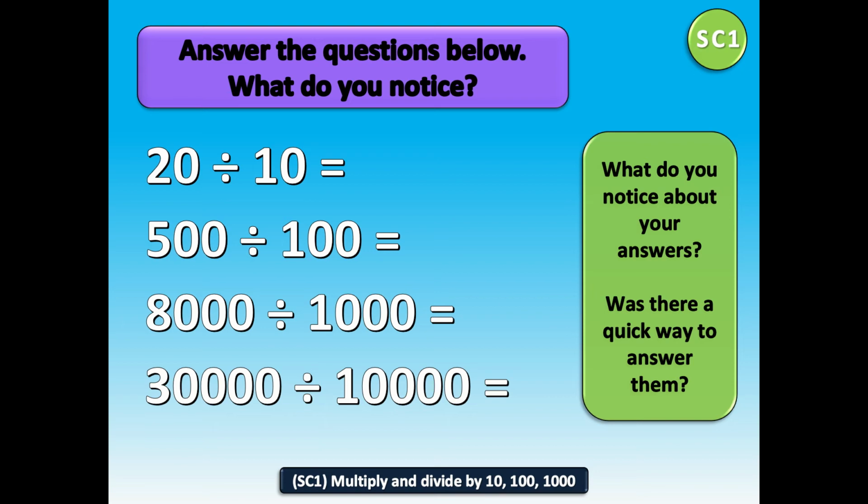Here are your answers. So 20 divided by 10 is 2. 500 divided by 100 is 5. 8,000 divided by 1,000 is 8. And 30,000 divided by 10,000 is 3. So did you notice anything about your answers, and was there a quicker way to answer them?